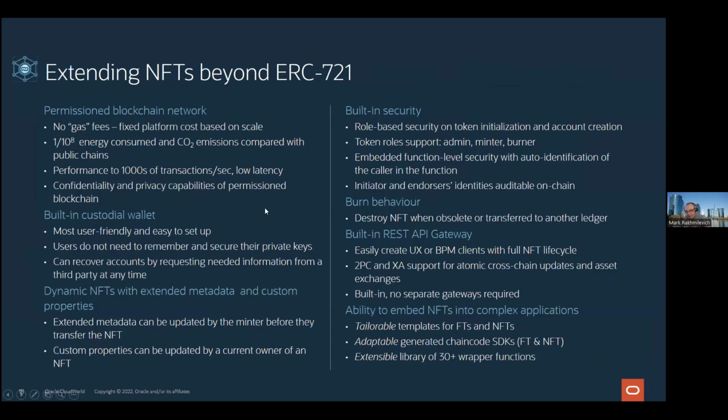As you have seen here, we have been trying to leverage the technologies that are coming from public blockchains, but also extend and adapt them to make them useful for business customers. And that means being able to do things that a standard ERC-721 NFT, for example, cannot. First of all, the benefits on the permissioned blockchain network: there are no gas fees. There are fixed platform costs based on the scale, how many cores or CPUs you're using, storage, etc. But once that's fixed, you're not paying per-transaction fees.